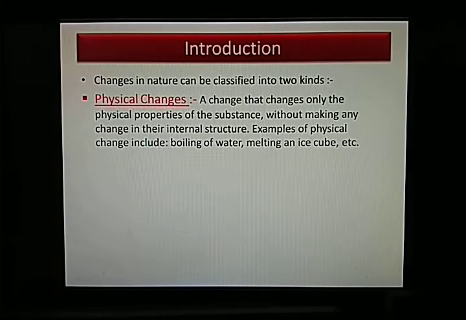So a change that changes only the physical properties of the substance without making any change in their internal structure is called a physical change. Some examples are given. Physical changes include boiling of water, melting of an ice cube, etc. So what happens in a physical change is that the physical properties of the substance only change, means the outer structure. Internally, the atoms or the bondings, all these things, that doesn't change. They remain as it is.